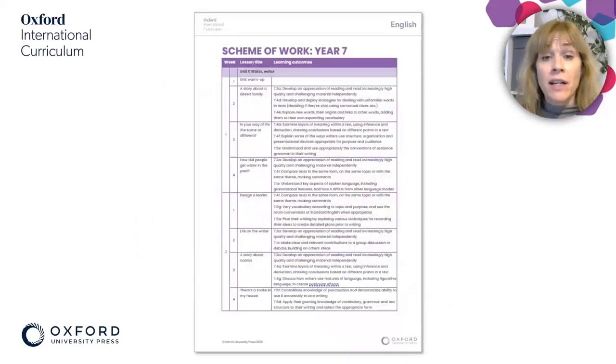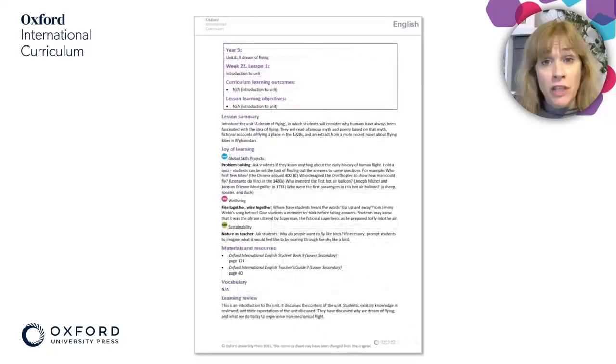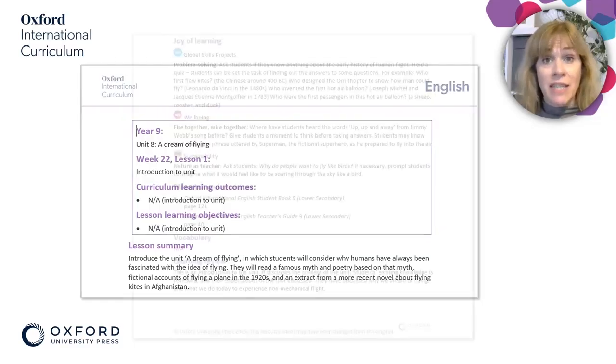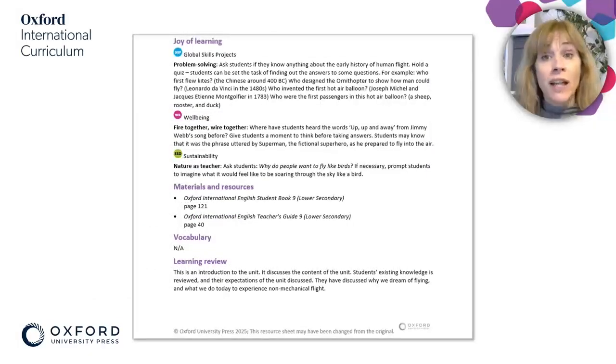The schemes of work are also available in a lesson-by-lesson format. The lesson overviews will help you to plan effectively. Each overview supports you in delivery of a lesson, mapping out the learning outcomes covered and a summary of the lesson, pages to refer to in the recommended resources and suggested activities. The lesson overviews also highlight opportunities to link to the joy of learning, showing you how to integrate global skills, well-being and sustainability into English teaching and learning.